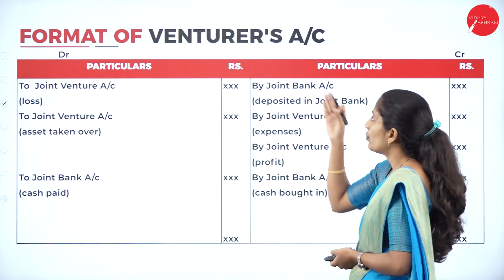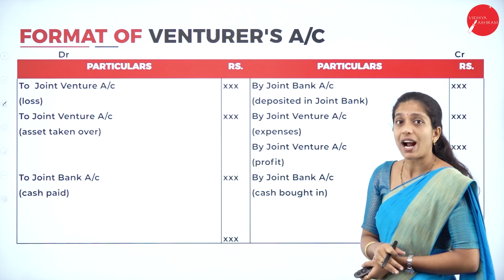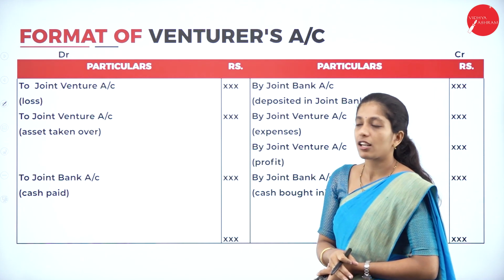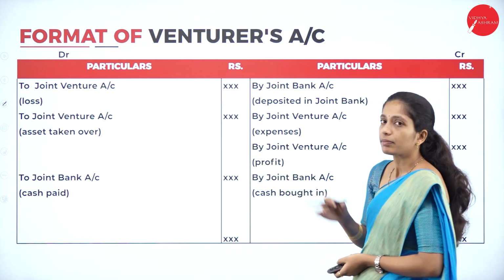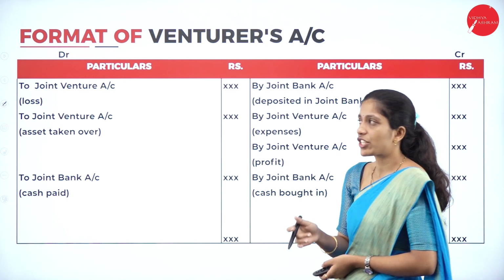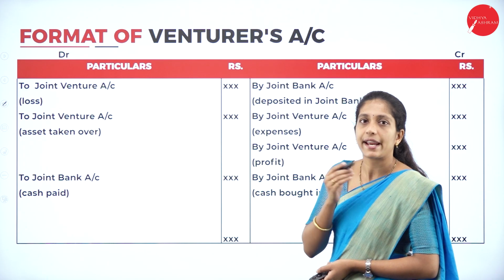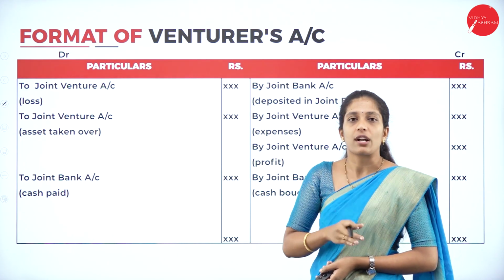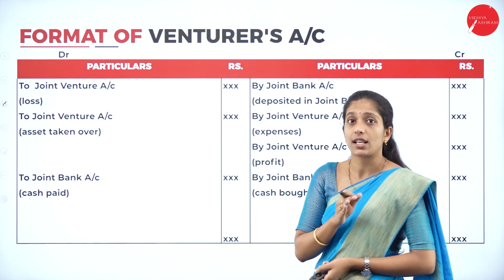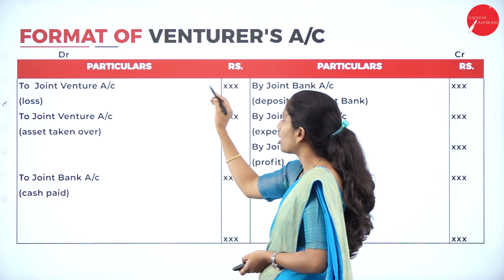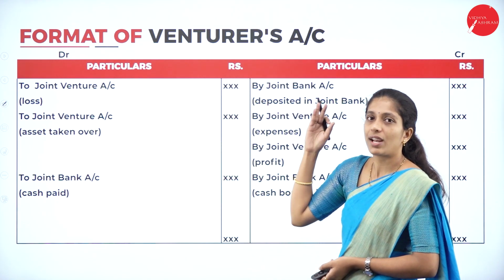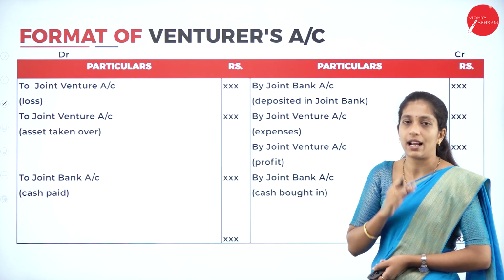Now coming to the venturers account, it is similar to partners capital account in the partnership firm. So here also, if there are two venturers, you are going to draw columns for two venturers. For example, A and B are parties in the joint venture, so they are called co-venturers. So here you will have columns for A and B. In the same way, in the credit side also, columns for A and B.